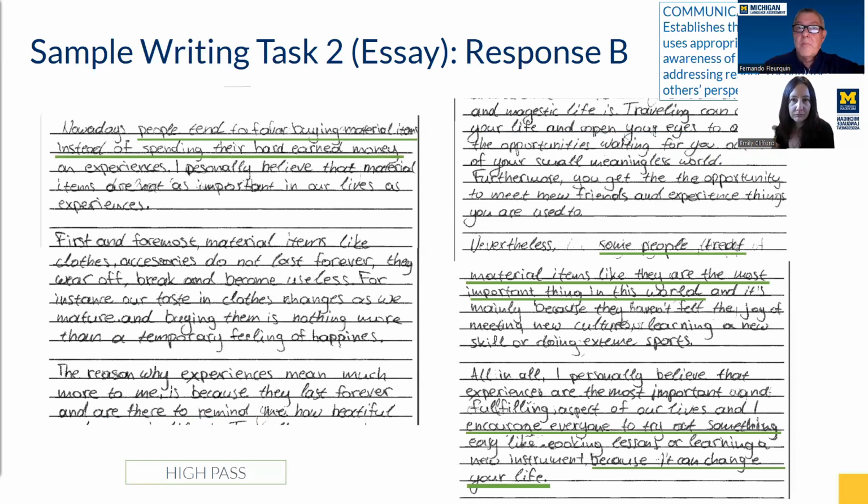The writer starts about what people do in general. People tend to favor buying material items instead of spending, so understanding the context that from his own experience. And then in paragraph 4, he recognizes other people's perspectives by describing why some people may value material things. And the writer ends the essay by encouraging the reader, or I encourage everyone, the writer says, to try out something easy, like cooking lessons or learning a new instrument, because it can change your life. It's kind of more engaging. It's trying to motivate the readers to do something else based on that.